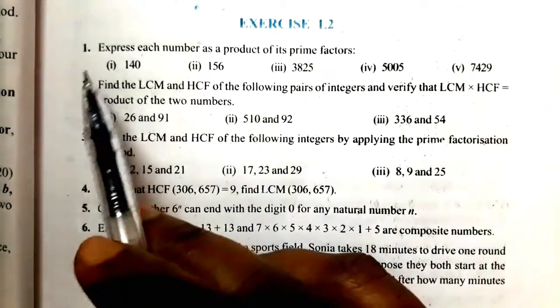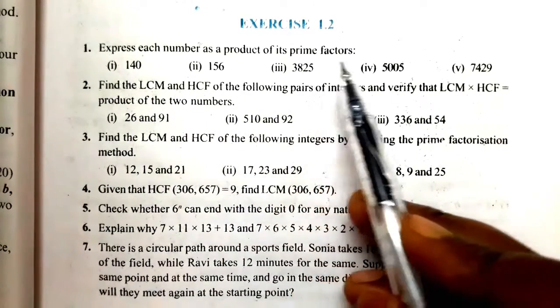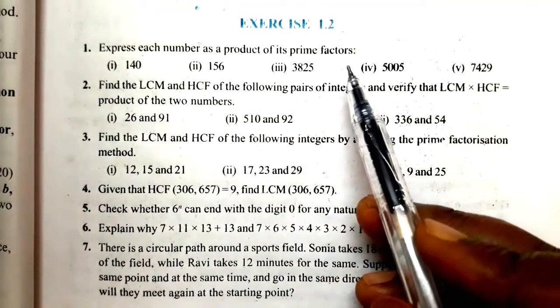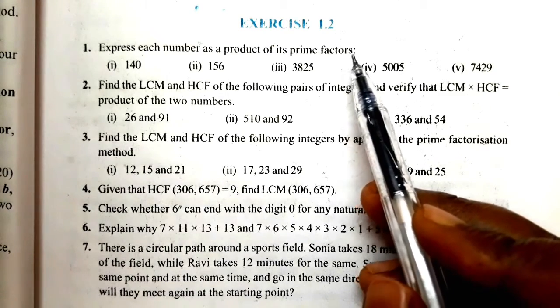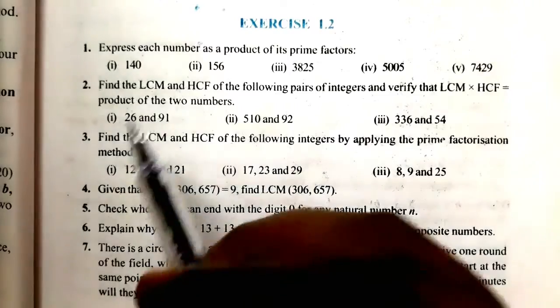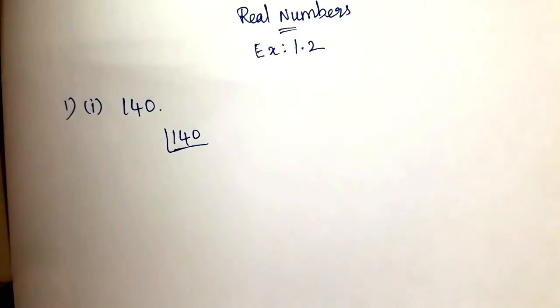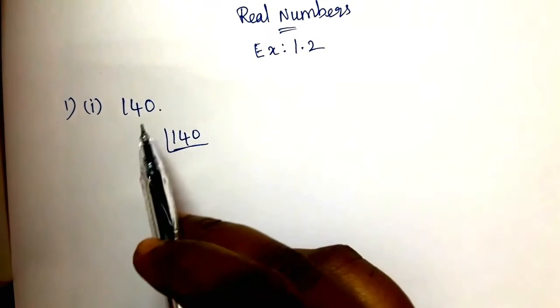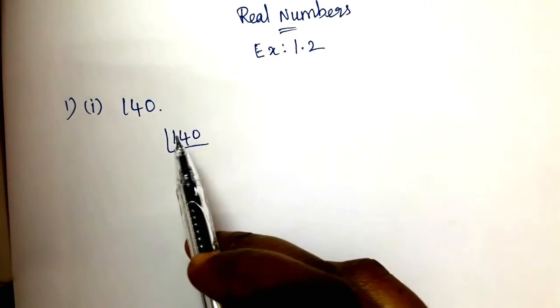Now move on to the first question. Express each number as a product of its prime factors. It is nothing but what we have learned in the lower classes, the same model only. Sub question 1: 140. Now we have to express this 140 as a product of primes.